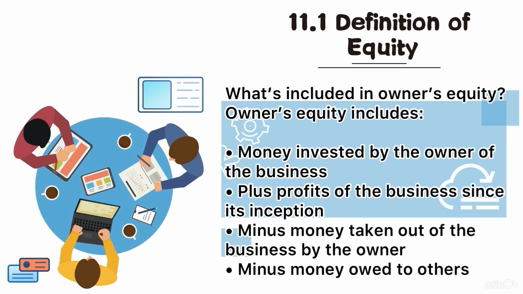What is included in owner's equity? Owner's equity includes 1. Money invested by the owner of the business. 2. Plus profits of the business since its inception. 3. Minus money taken out of the business by the owner. 4. Minus money owed to others.